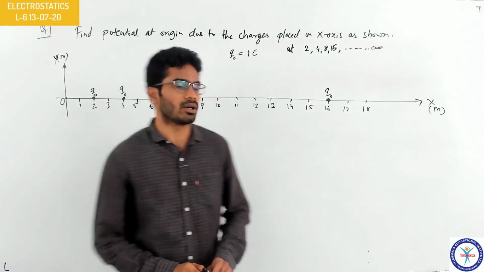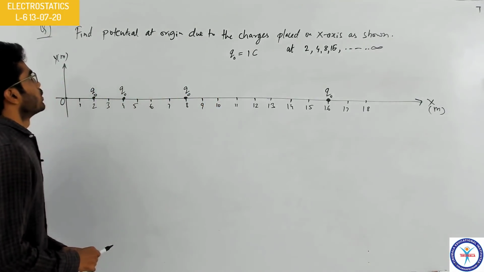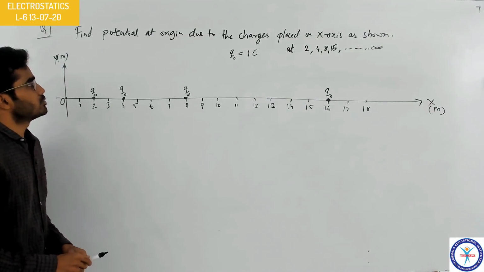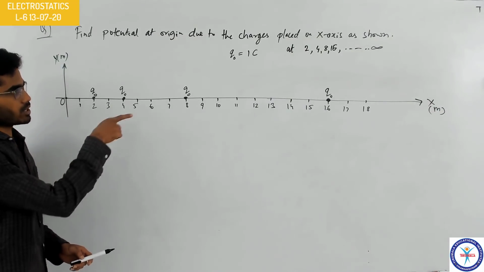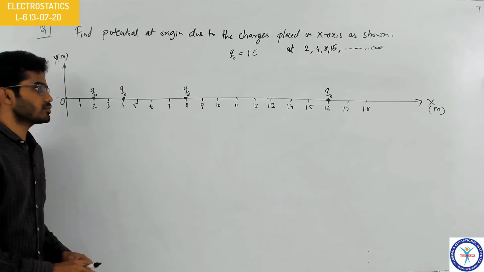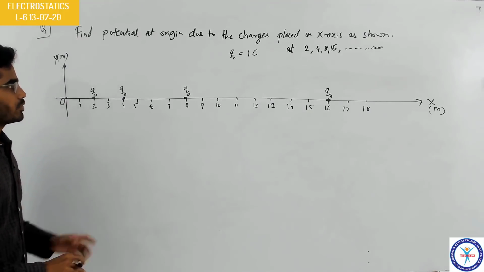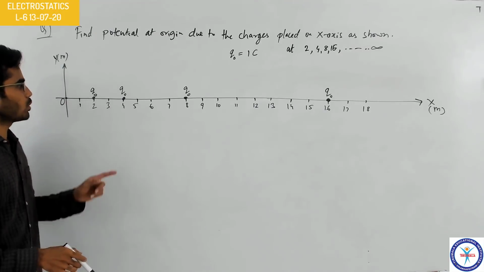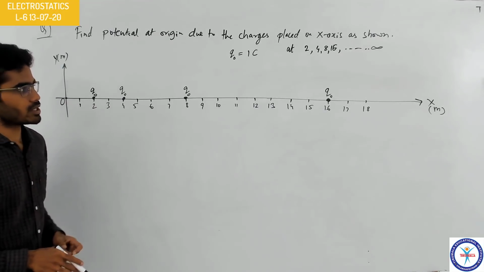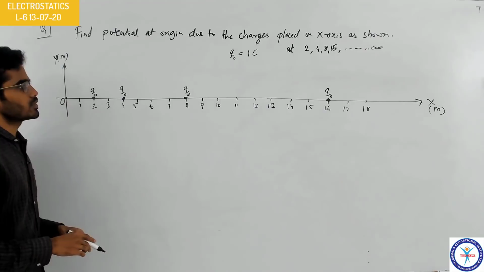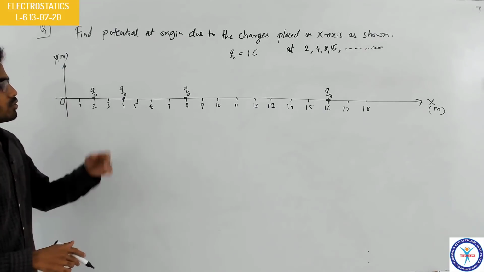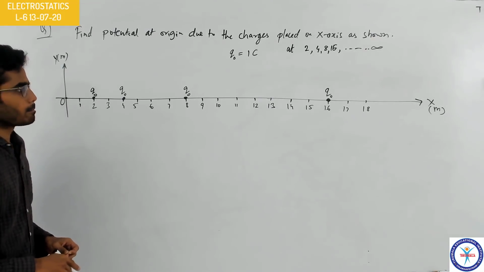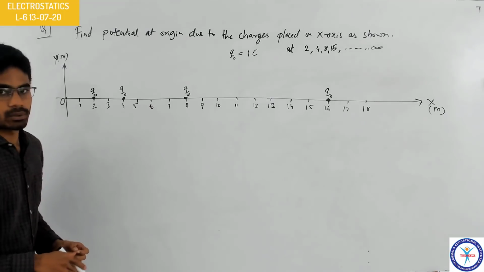Let us solve a question now. Find the potential at the origin due to charges which are placed on the x-axis as shown. Charges of equal magnitude q naught, 1 coulomb, are placed on the x-axis at locations 2, 4, 8, 16 and so on. So powers of 2, right? Again the next charge will be at 32.